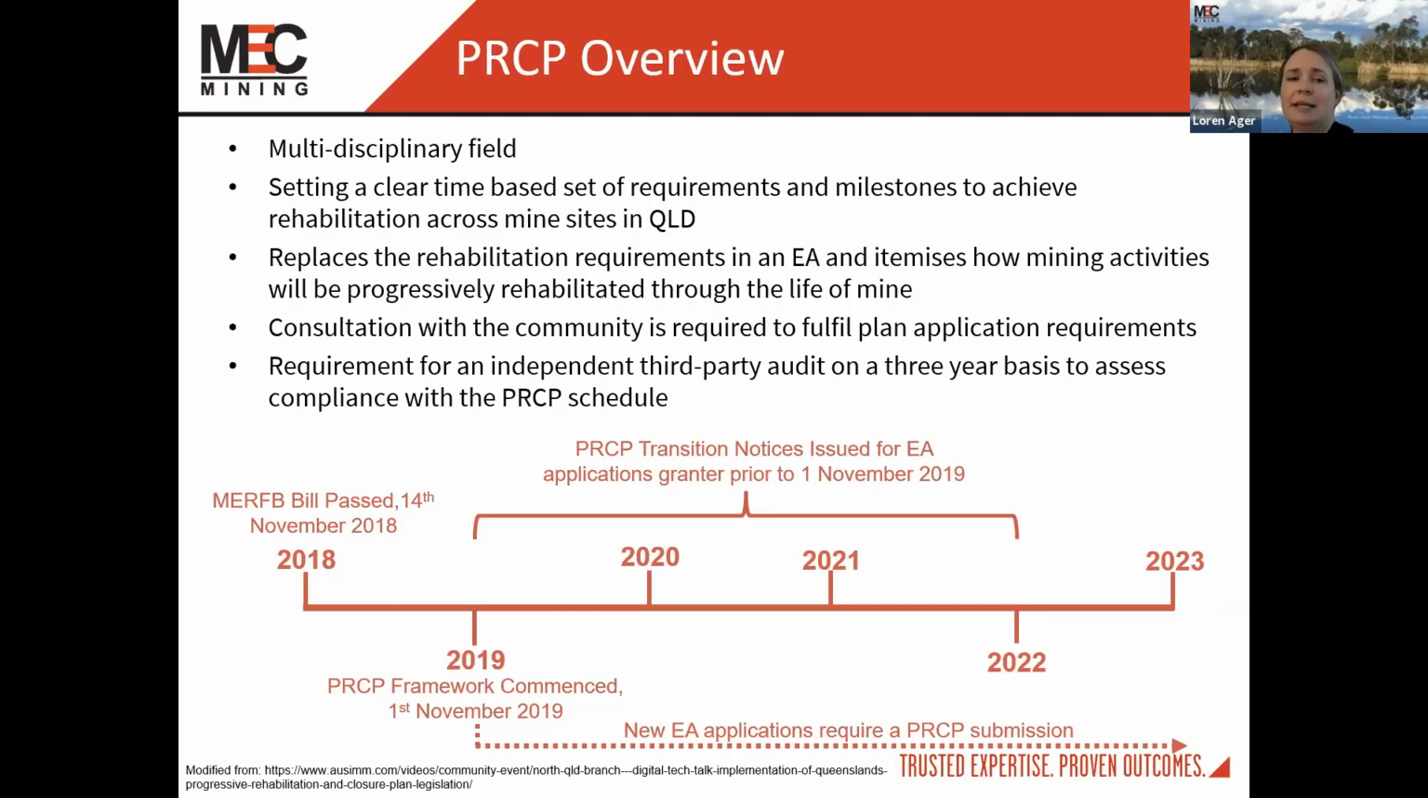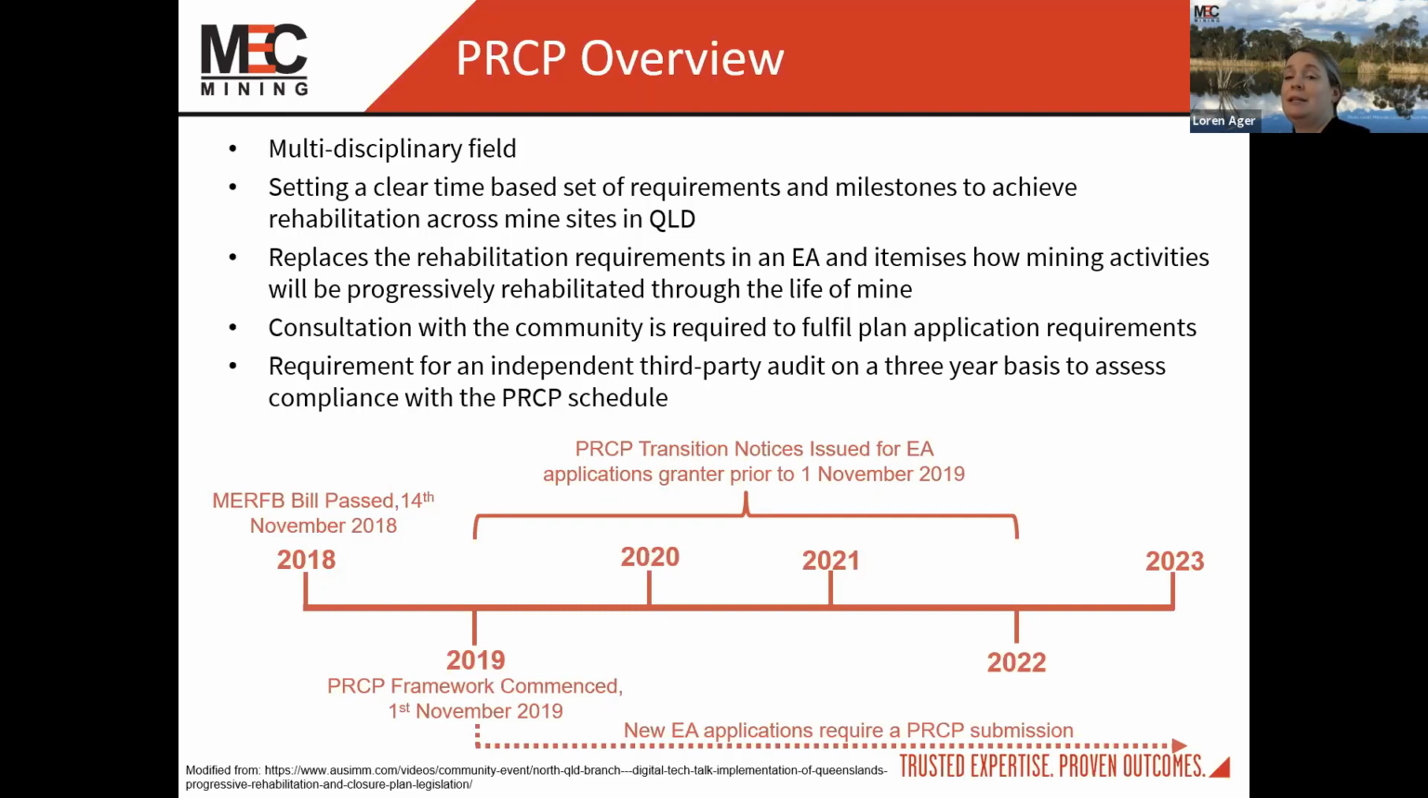In 2018, you can see that the bill was passed, and then on the 1st of November 2019, it commenced a transition period. For any work that was commencing in the mining industry, so new field projects and new mining sites, that meant that in conjunction with your EA applications, you would be submitting a new PRCP, and that is what happens going forward for all new mine sites.